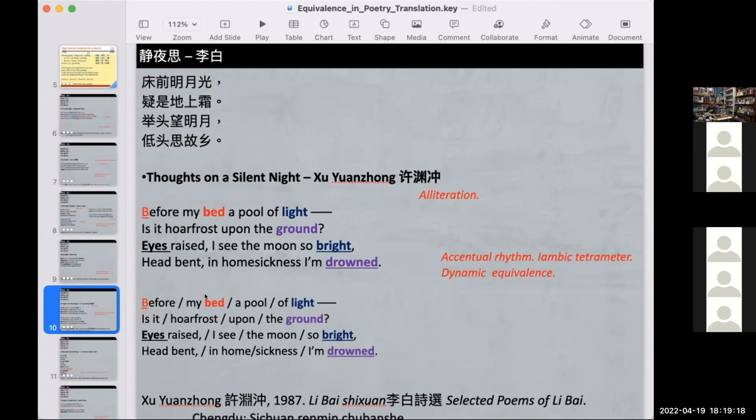And this is how I would scan it. Before my bed, a pool of light. Is it her frost upon the ground? Eyes raised, I see the moon so bright. Head bent in homesickness, I'm drowned. Ta-tum, ta-tum, ta-tum, ta-tum. Most of the feet here are iambic feet.